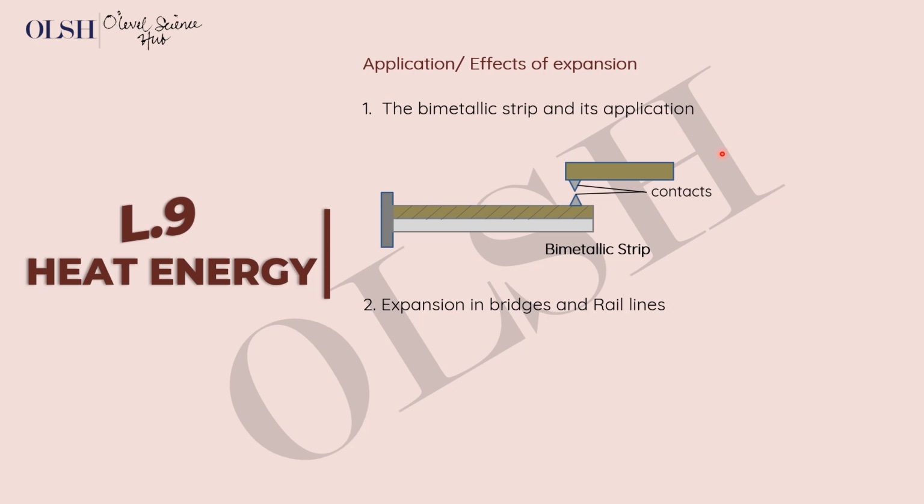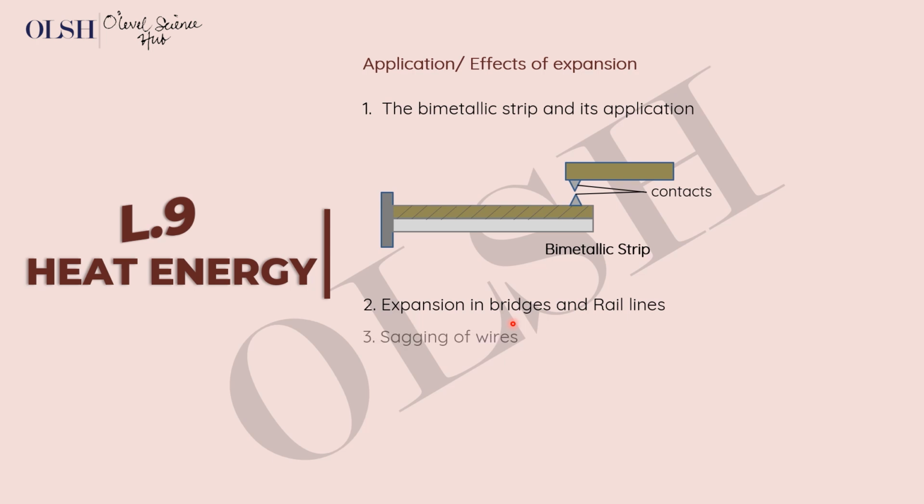Okay, so one edge of the bridge is usually fixed and the other end is usually put on rollers. Now, this expansion in bridges and rail lines is an effect heat energy has on bridges, and we try to make sure the effect doesn't turn negative by providing solutions, all right, like the expansion joints on these bridges or rail lines.